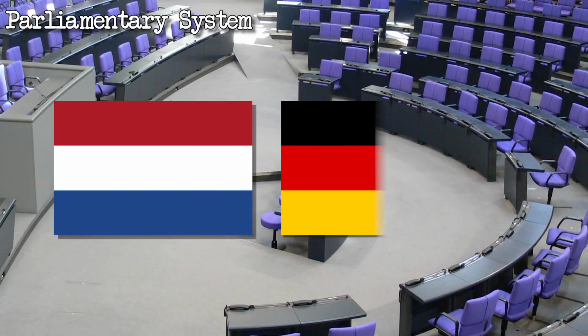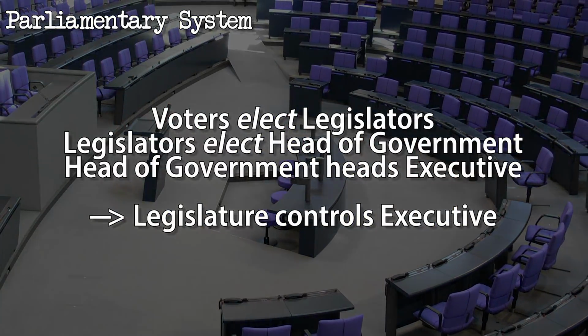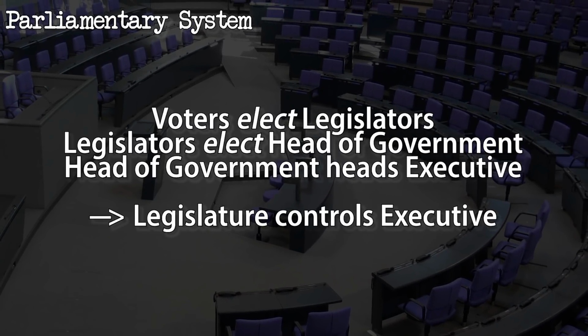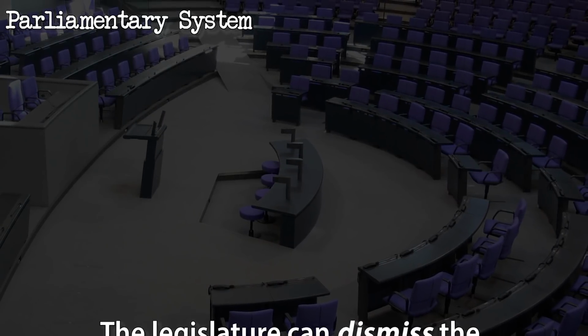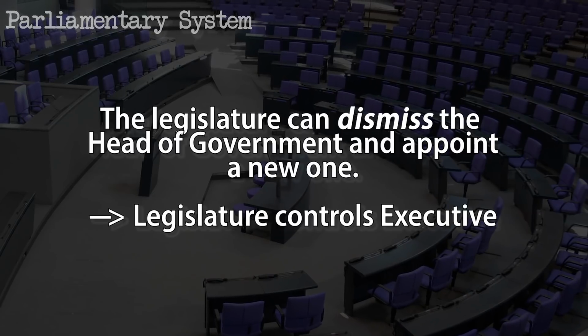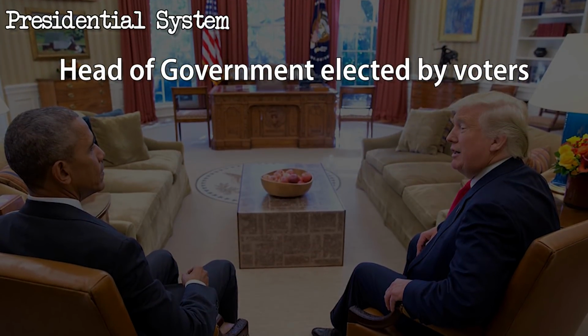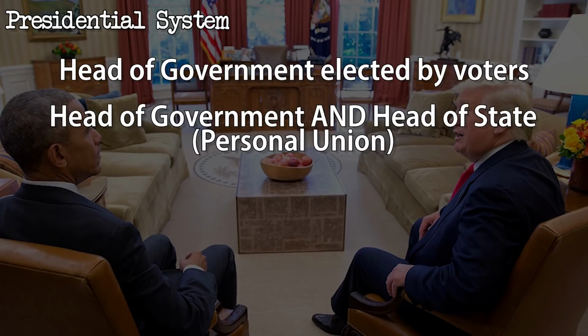In the Netherlands and Germany, for example, the voters vote on their representatives, who in turn, depending on the majorities in parliament, then vote for the leader, the head of government, who then controls the executive. The legislature usually has the authority to remove the head of government from office, making the head of government accountable to parliament. Now, in the presidential system, the head of government is determined by the voters and usually fills the role of head of state as well, whereas the two are usually separate in parliamentary systems.